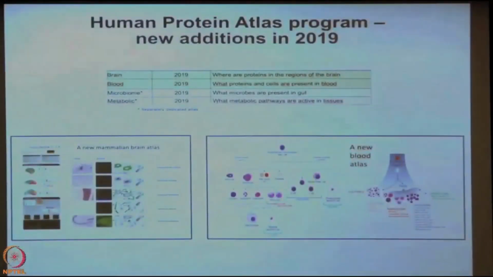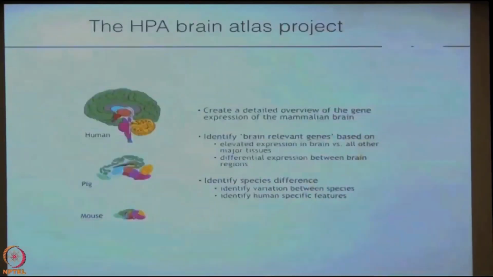So I'll end with where we are going. This is the status today, and this is where we are at, and we're happy with that. But what are we doing now? What we're doing, and what will be the most major and biggest update of the Protein Atlas so far, will be in about 4 or 5 months from now, where we will introduce both a brain atlas and a blood atlas. And maybe later on in the fall there will be a microbiome and a metabolic atlas being introduced as well. I'll just show 1 or 2 slides about these 2 atlases, the brain and the blood atlas.